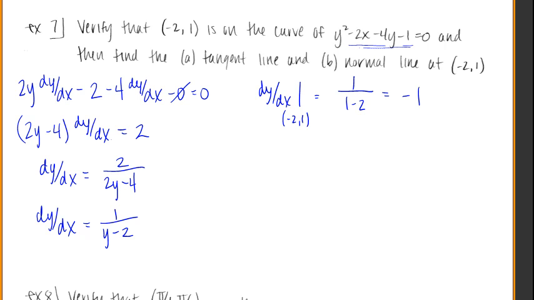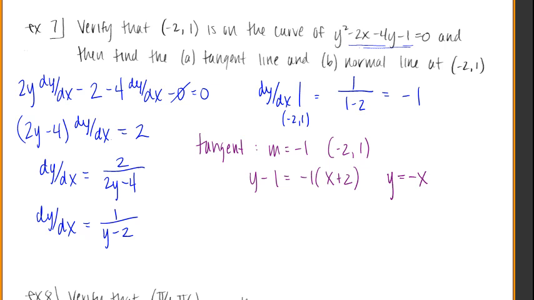So here's how we're going to find the tangent line, first of all. To get the tangent line, we need to know, first of all, our slope is going to be negative 1, and then we have our point negative 2, 1. So plugging this in, we're going to get y minus the y value is equal to m times x minus the x value. Or y is equal to negative x minus 2 plus 1, minus 1. So there is the equation of the tangent line.